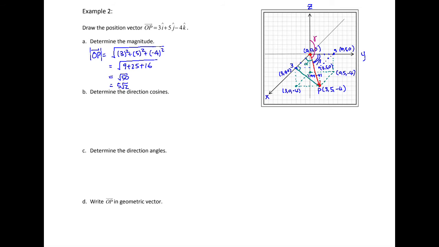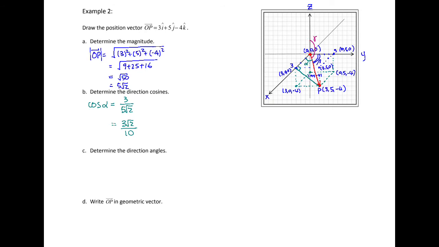In order for me to find angle alpha, I know I have the adjacent side, which is 3, and I know the magnitude of vector OP, which is the hypotenuse. So I have the adjacent side, I have the hypotenuse, I can use the cos ratio. So we write cosine alpha, which is adjacent over the hypotenuse, which is 3 over 5 root 2, and rationalize it by multiplying root 2 to numerator and denominator at the same time. You are going to get 3 root 2 over 10.